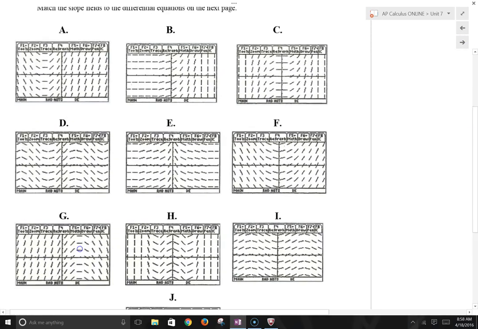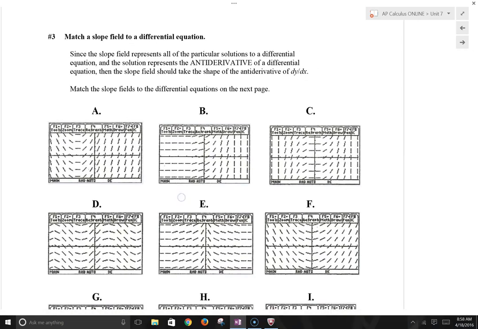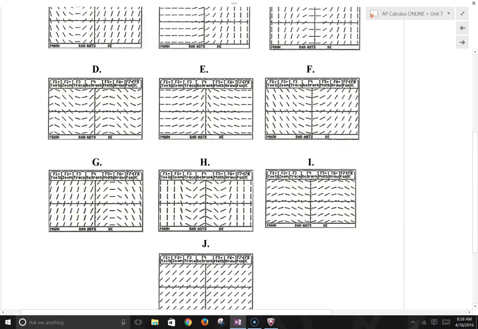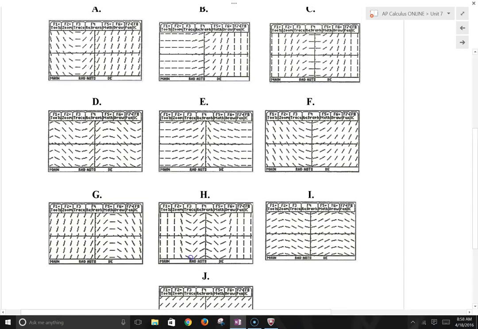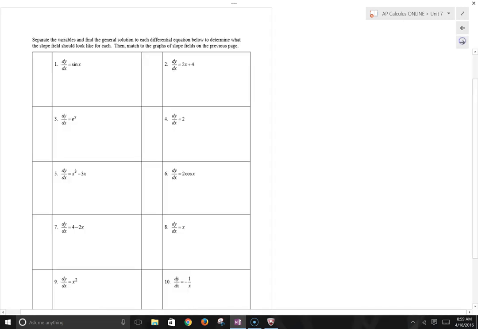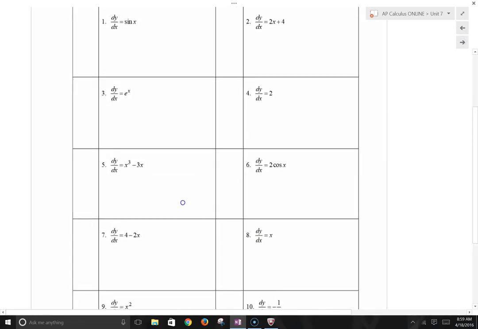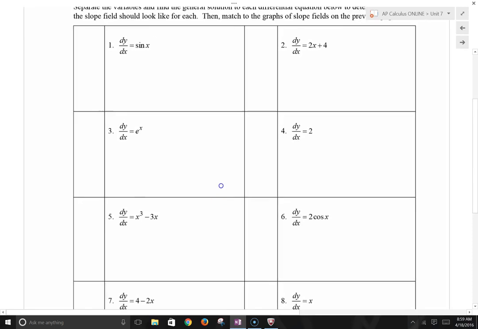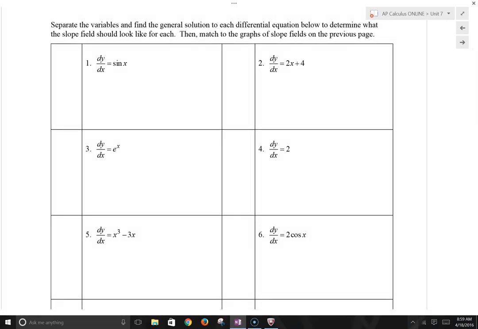turn the page, is to match slope fields to their solutions, or to the differential equation. So here's a bunch of slope fields, and then on the next page, you'll see a bunch of differential equations. If we were in class, we would probably have some sort of matching activity where we could do this. But since you're not in class, what you could possibly do is cut these out and then match them up that way.